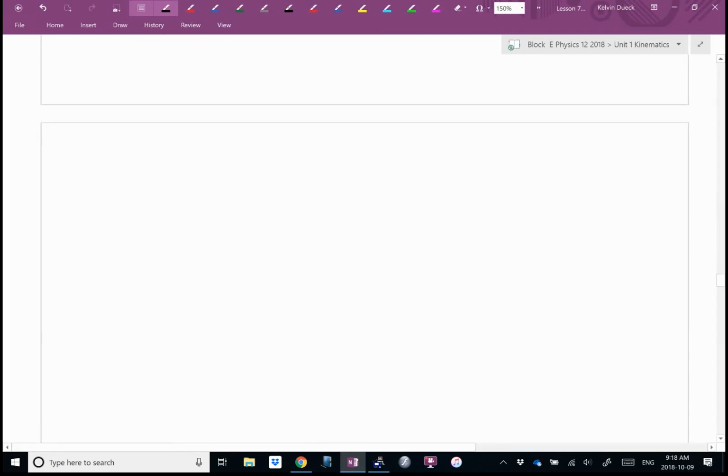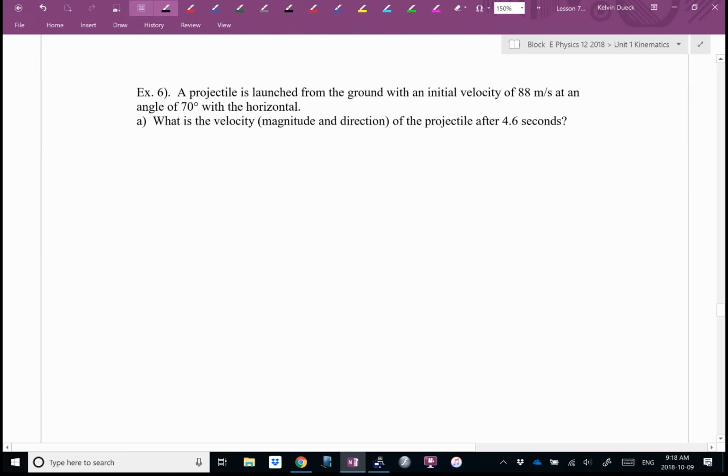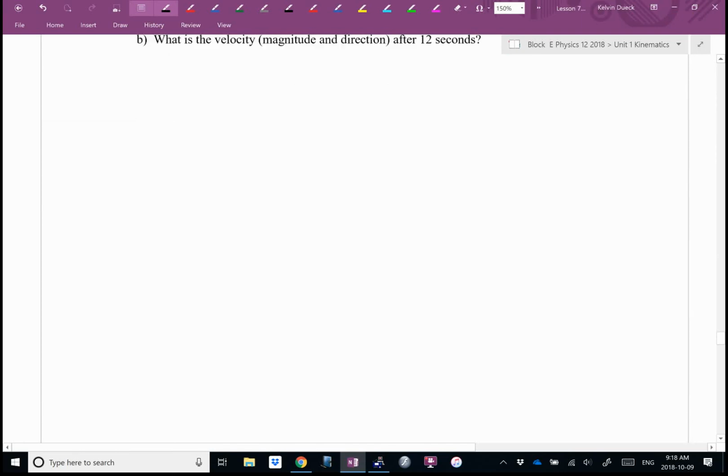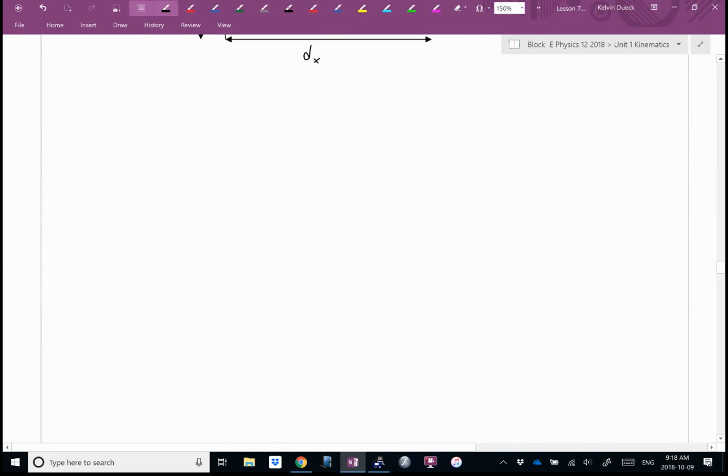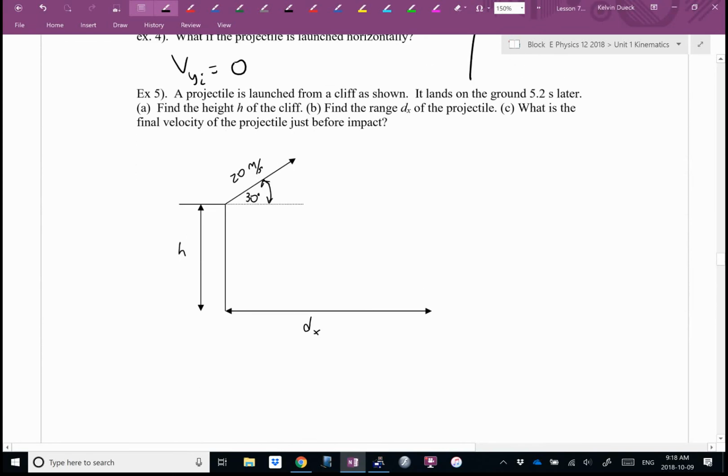Looking at how much I want to cover here. Is that my last one? No, I got 2 more. I've left lots of room on purpose. Okay. We'll see if we get through all this. We'll do example 5.